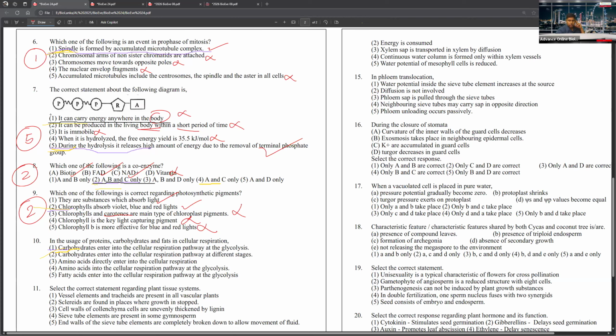So for 8, it should be FAD, not FAD plus. NAD plus, but not FAD plus. FAD plus is wrong. It says FAD plus, which is wrong. You check the nucleotide part. It doesn't come as FAD plus.